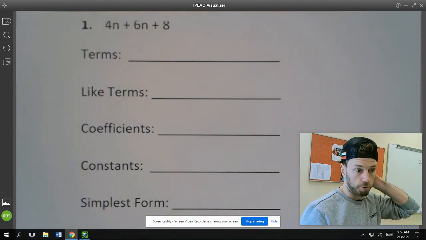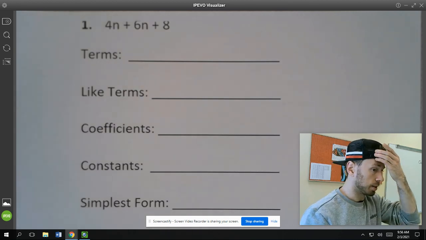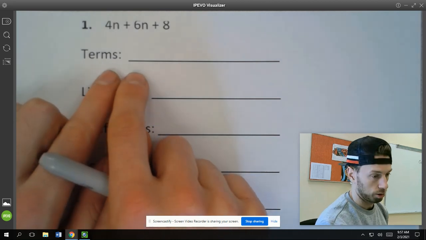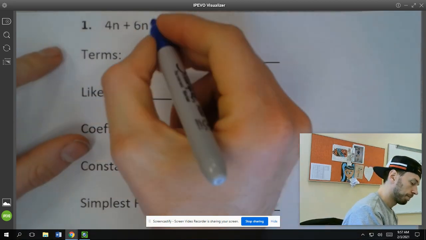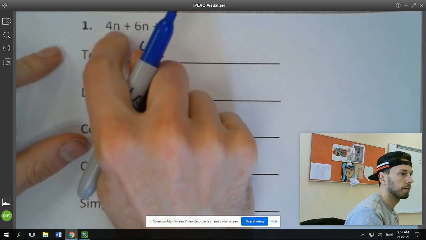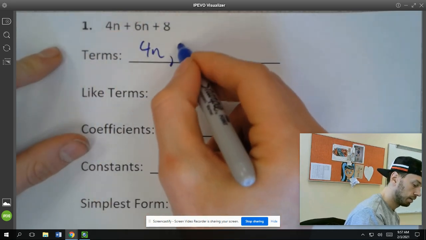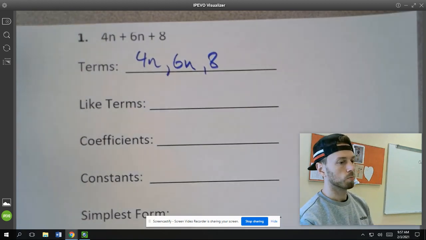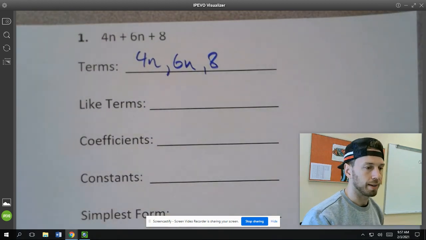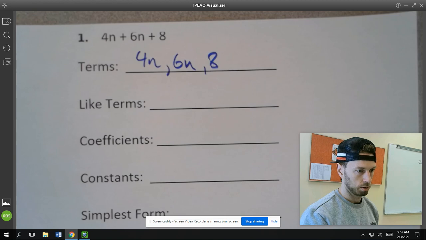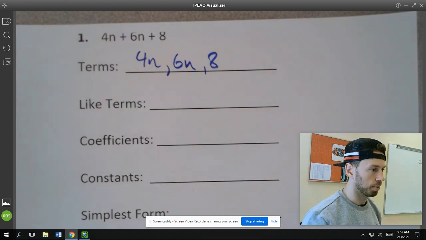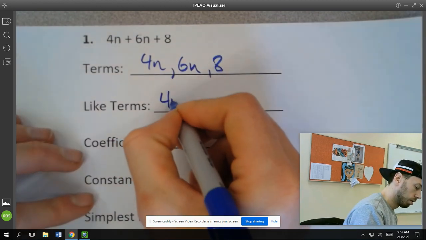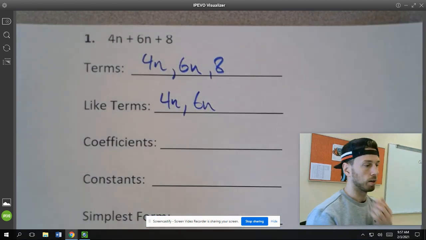And you can just say these out loud for me too. You don't have to necessarily write these down unless you want to. The answer to this first part here, there are 3 terms. The terms are 4n, that's the first one, 6n is the second one, and an 8. Next question I'm going to ask you, are there any like terms? Remember, terms that are like each other, the same variable. The answer is yes, there are 2 like terms. 4n and 6n are like terms.